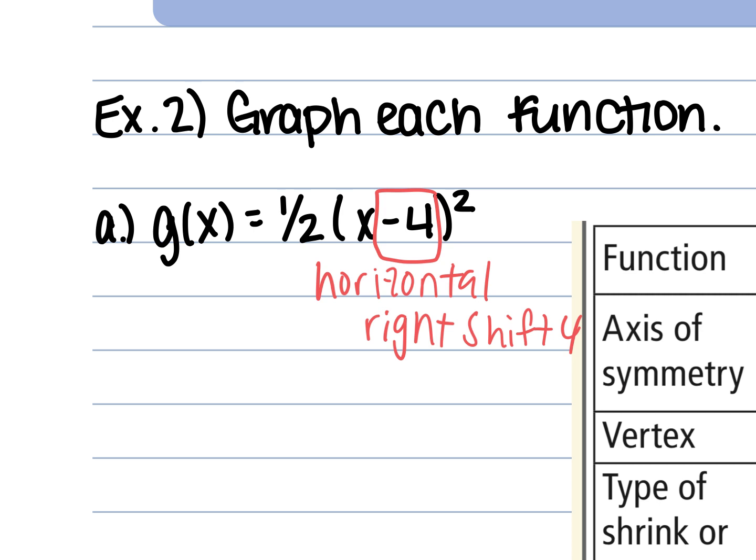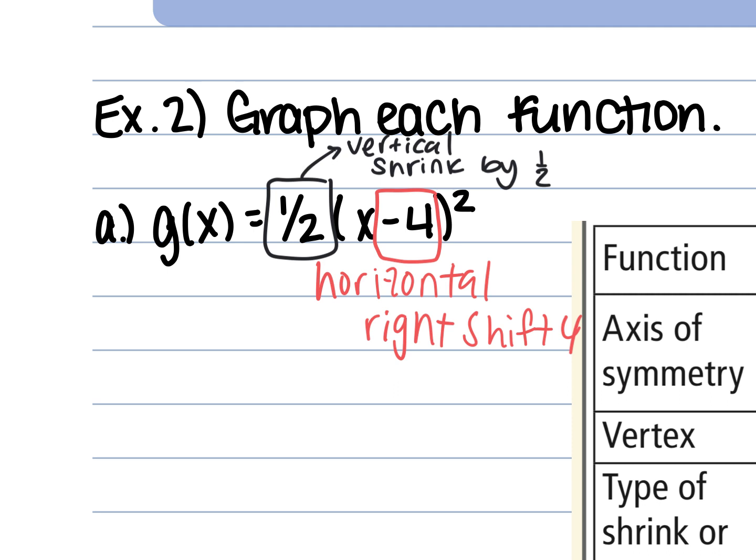Second question, there's another transformation here. Which one is the transformation? Very good. That 1/2, we treat it just like our A value. What does this do to my graph? It's a vertical shrink by how much? By 1/2. Why is it a shrink? It's smaller than 1. Very good.